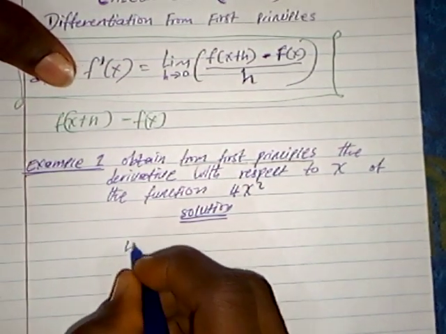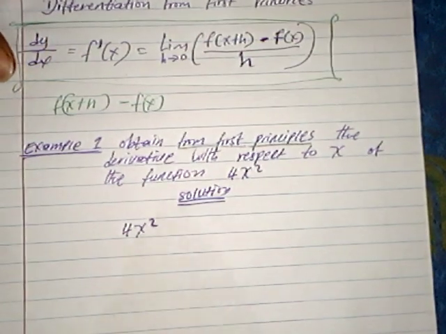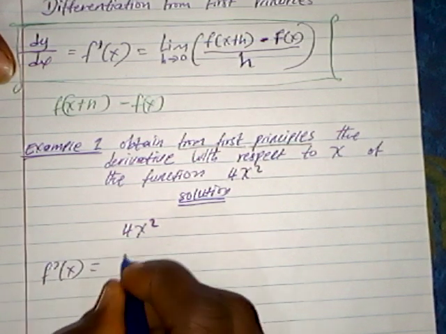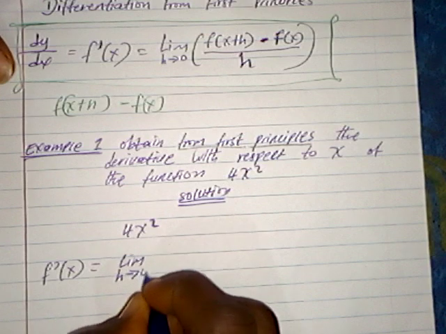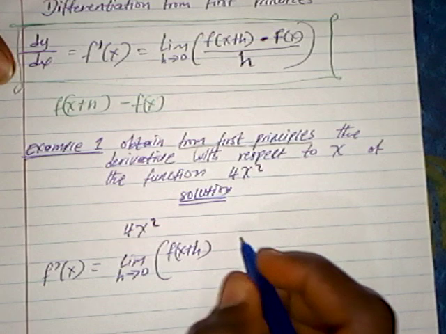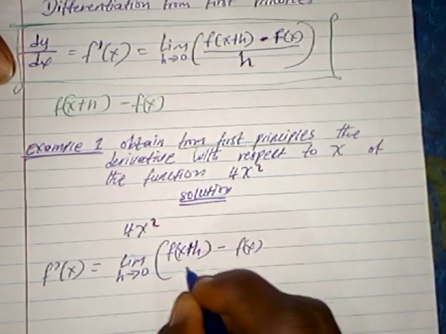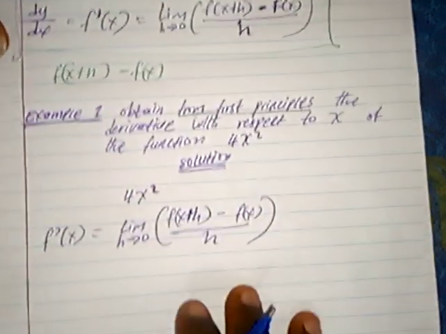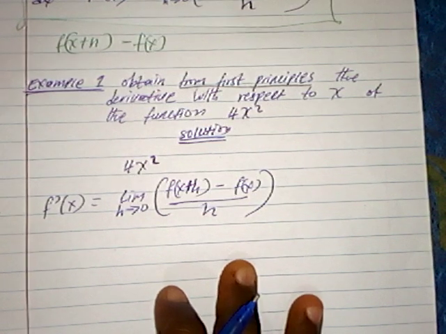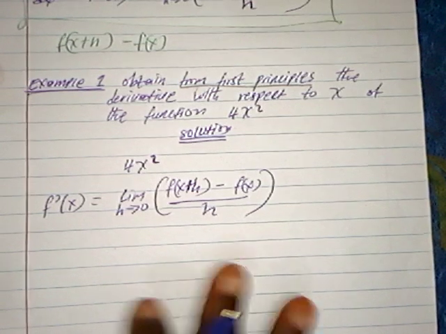Now let's see, 4x squared. This is the function. Now what is the formula? You bring the formula. So the derivative from the first principle is equal to the limit where h is moving towards 0 of f of x plus h minus f of x, all upon h. Do you see? Now what are we going to do? Take note of the steps that I'm doing. It's the same thing we are going to do for every question, for each kind of question. Take note of the steps.